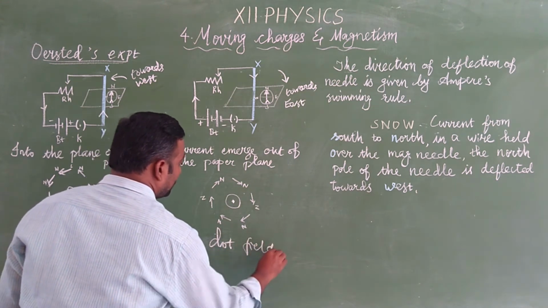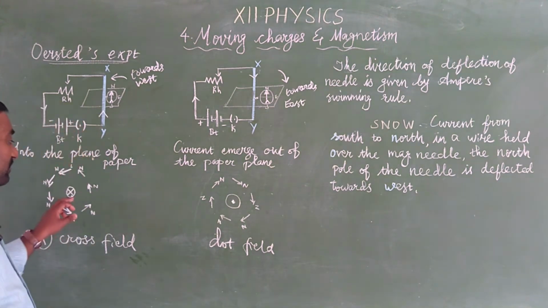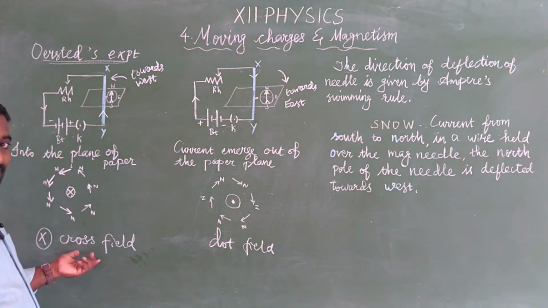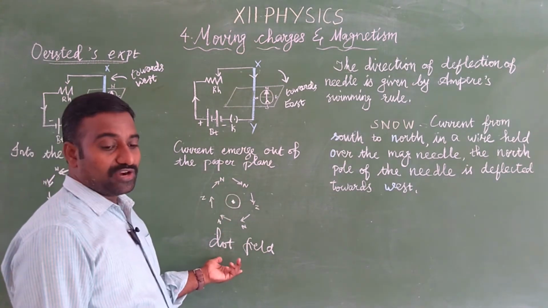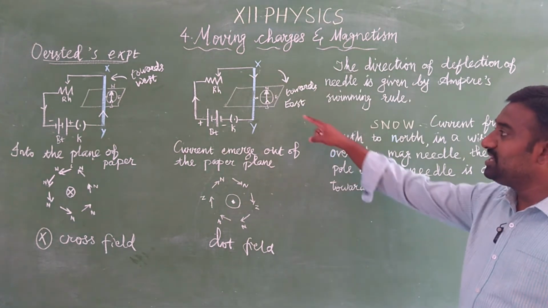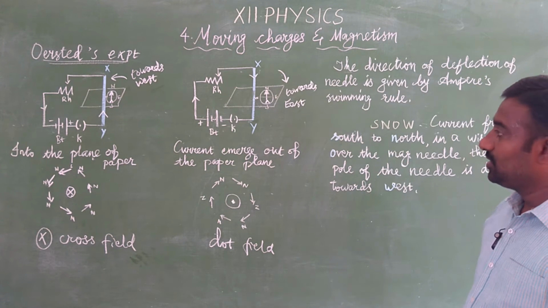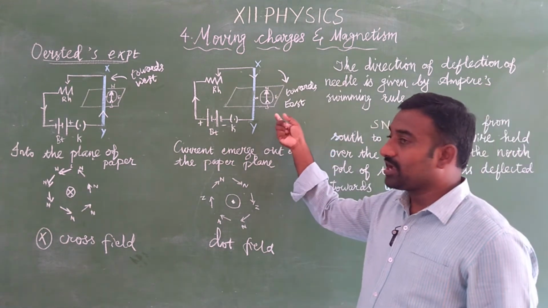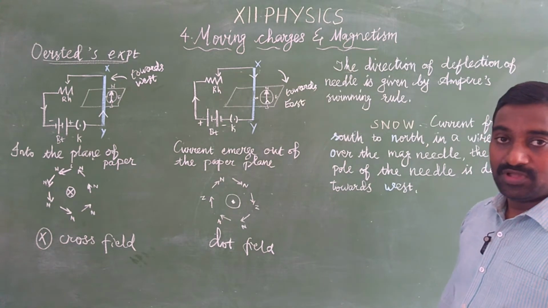Okay, so in physics hereafter, wherever we have a cross, that is a cross field, wherever we have a dot, the symbol indicates a dot field. Okay, as I said already, the direction of the compass needle depends upon the direction of the flow of current. So the deflection of the magnetic needle depends on the direction of the current in the conductor.